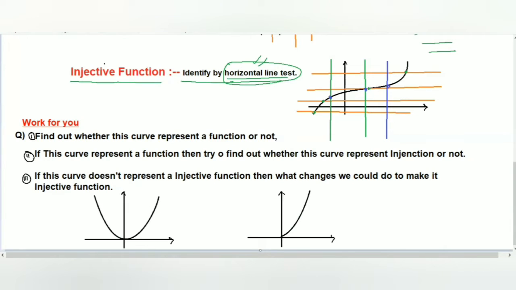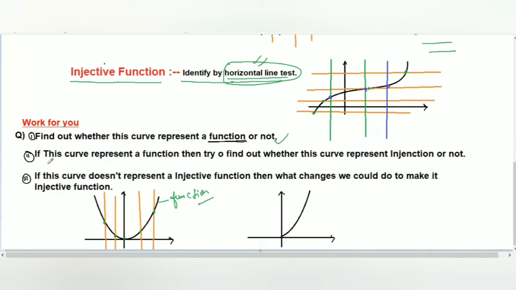So how do we find whether this curve represents a function? I have given only a function question, not injective function. For a function, we only draw a vertical line. So let's draw a vertical line here. Anywhere you draw, you can see that this vertical line intersects the curve only once. If a vertical line intersects the curve only once, it means this curve represents a function. Now the first part is done. Now the second part.